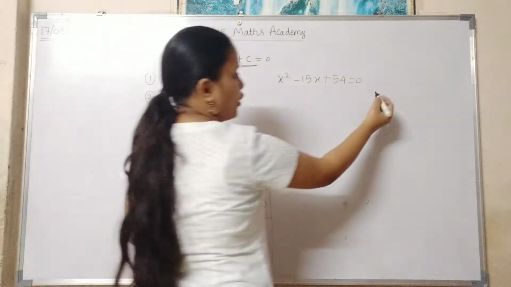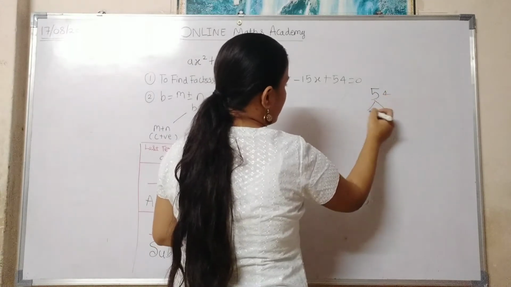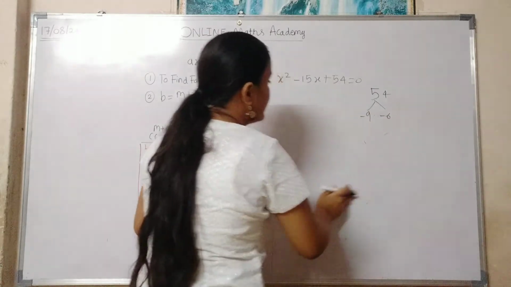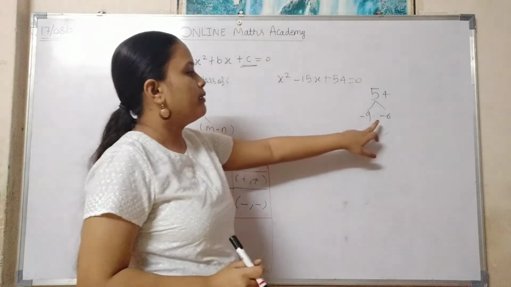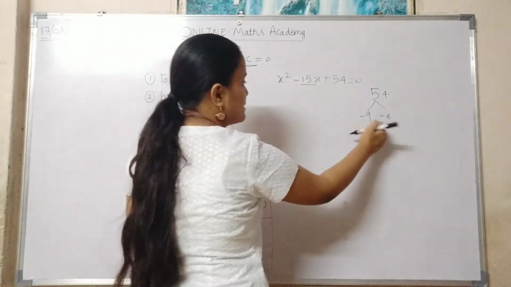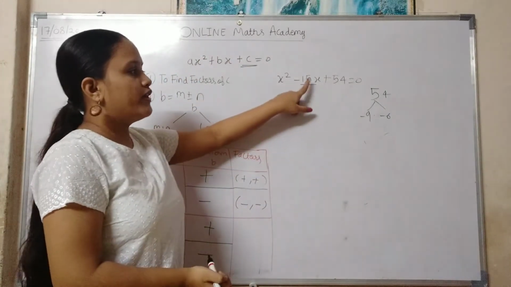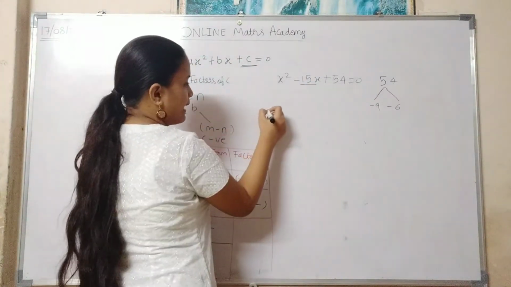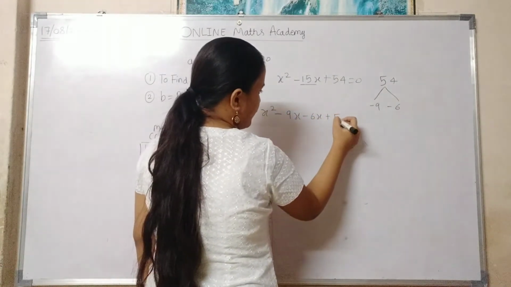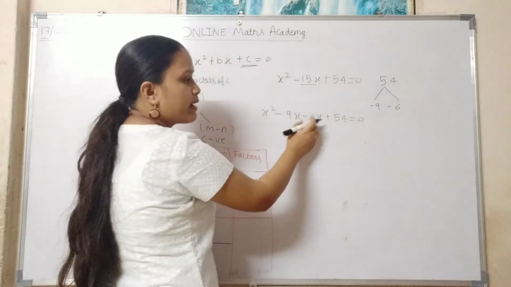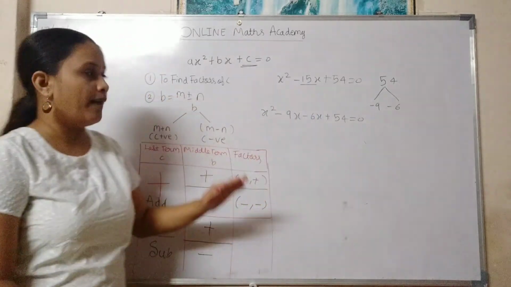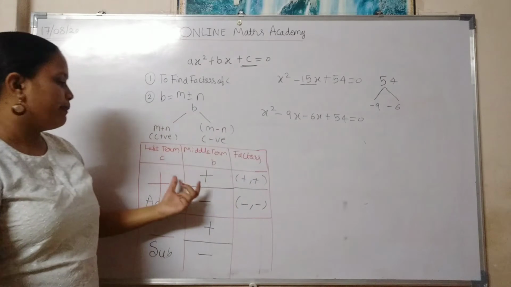So now we have got the factors of 54 as minus 9 and minus 6. Now what is the next step? Minus 9 plus minus 6 gives me minus 15. So ये 15 के जगह मैं minus 9 and minus 6 लिखूंगी. Here 15 is with x. So I will write x square minus 9x minus 6x plus 54 equal to 0. Minus 9x minus 6x gives me minus 15x. That is हमने equation में कोई change नहीं किया. This is the reason we depend on the factors.